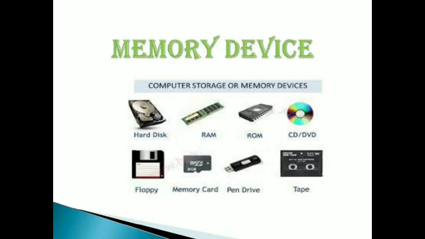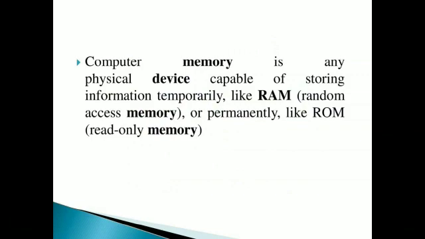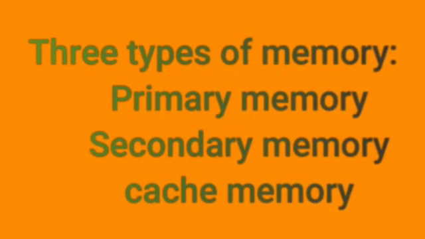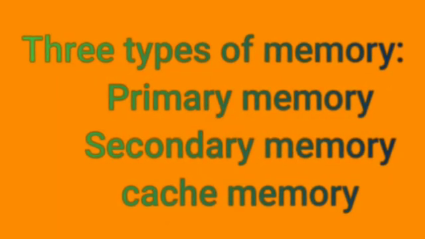The next topic is memory and storage device. Memory is the hardware where the data and instructions are stored. Memory is mainly of three types: primary or main memory, secondary memory, and cache memory. First, primary or main memory.